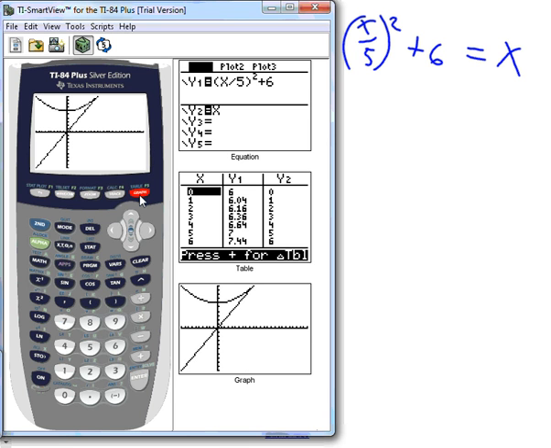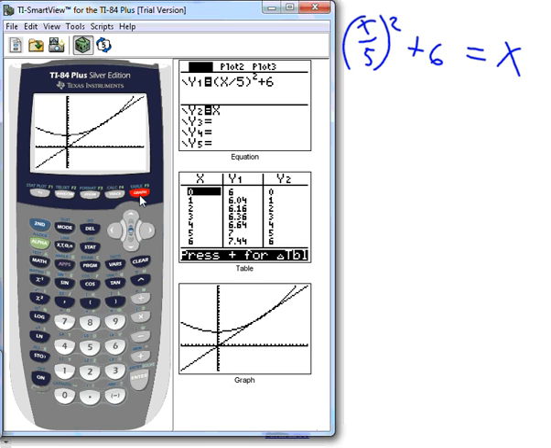Oh, and I sort of want to get up farther too, don't I? So I'm going to go back to my window. How do I go up farther? Mess with my Y. I'm going to say Y max is like 25. And then I'm going to graph it. See how I'm getting closer and closer to what I want? And then from here, maybe, it's really hard to tell where that's crossing.